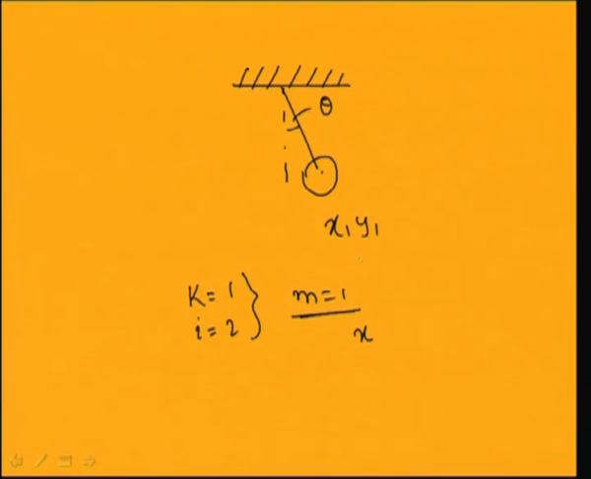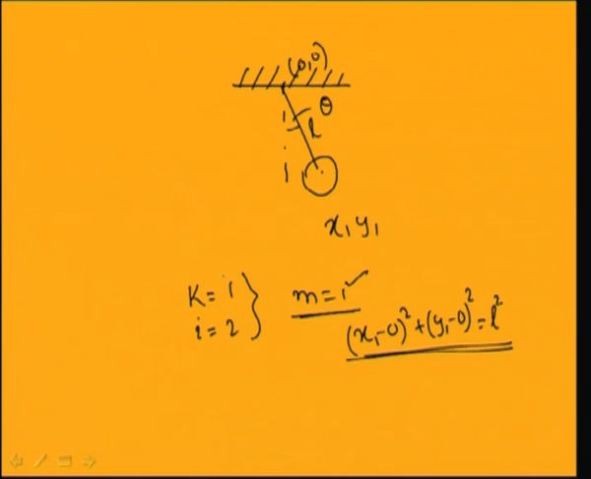Take this point to have coordinates 0, 0. So, x1 minus 0 squared plus y1 minus 0 squared will be equal to the length squared, or L will be equal to the square root of x1 squared plus y1 squared. So, you have one constraint, that is the length of this pendulum. So, you have m equal to 1, k equal to 1 and i equal to 2. You can thus relate the number of physical coordinates and the generalized coordinates by using the number of constraints.